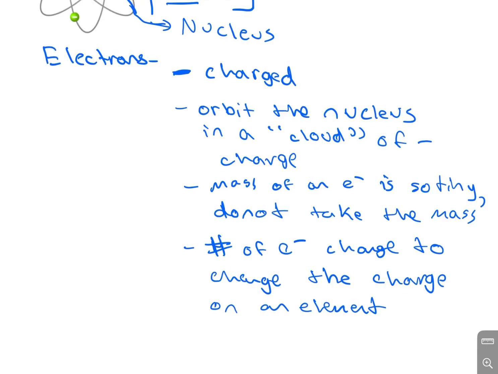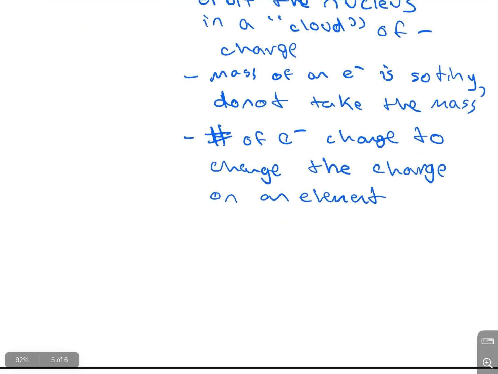Elements can have a positive charge, a neutral charge, and a negative charge. And depending on the number of electrons, the charge changes. So the charge is entirely dependent on the number of electrons there are in that atom or element.